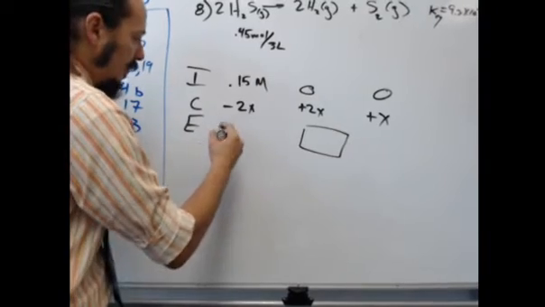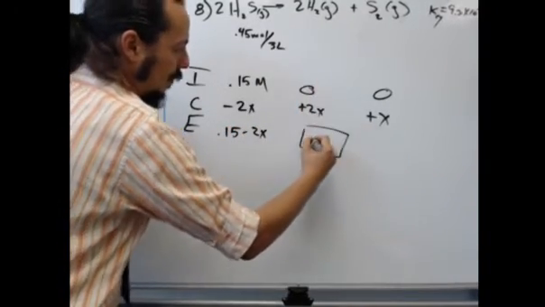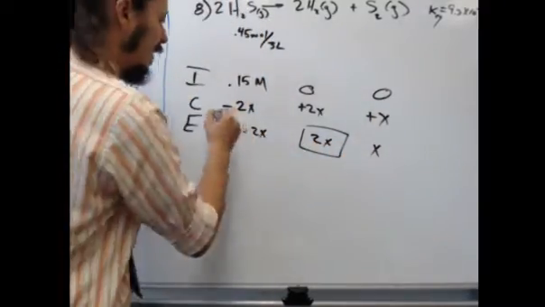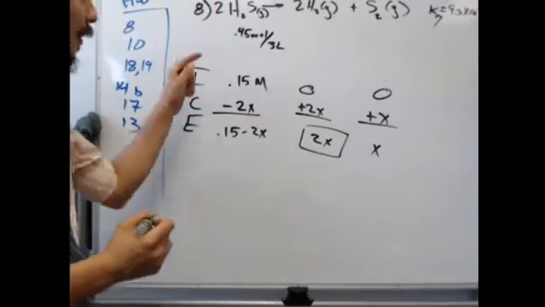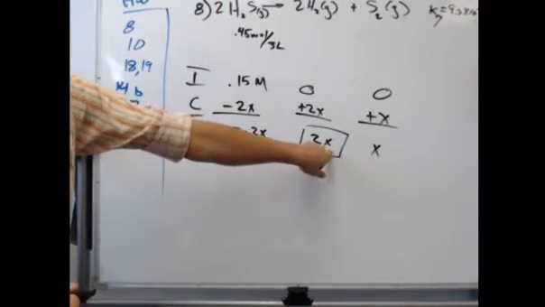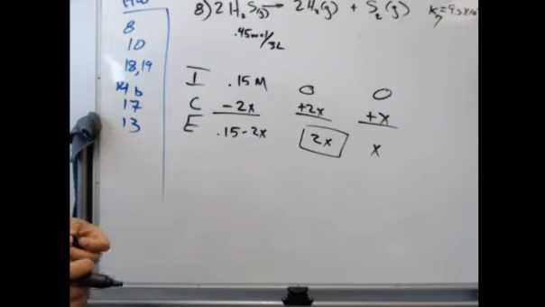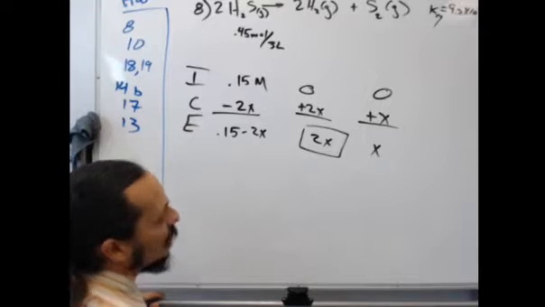I'm going to have 0.15 minus 2x, I'm going to have 2x, and I'm going to have x. So if I can find x, I can double that number, and that'll give me the concentration of H2 gas at equilibrium. So now all I have to do is set up this equation. And we haven't done a problem like this, so hopefully you remember this.